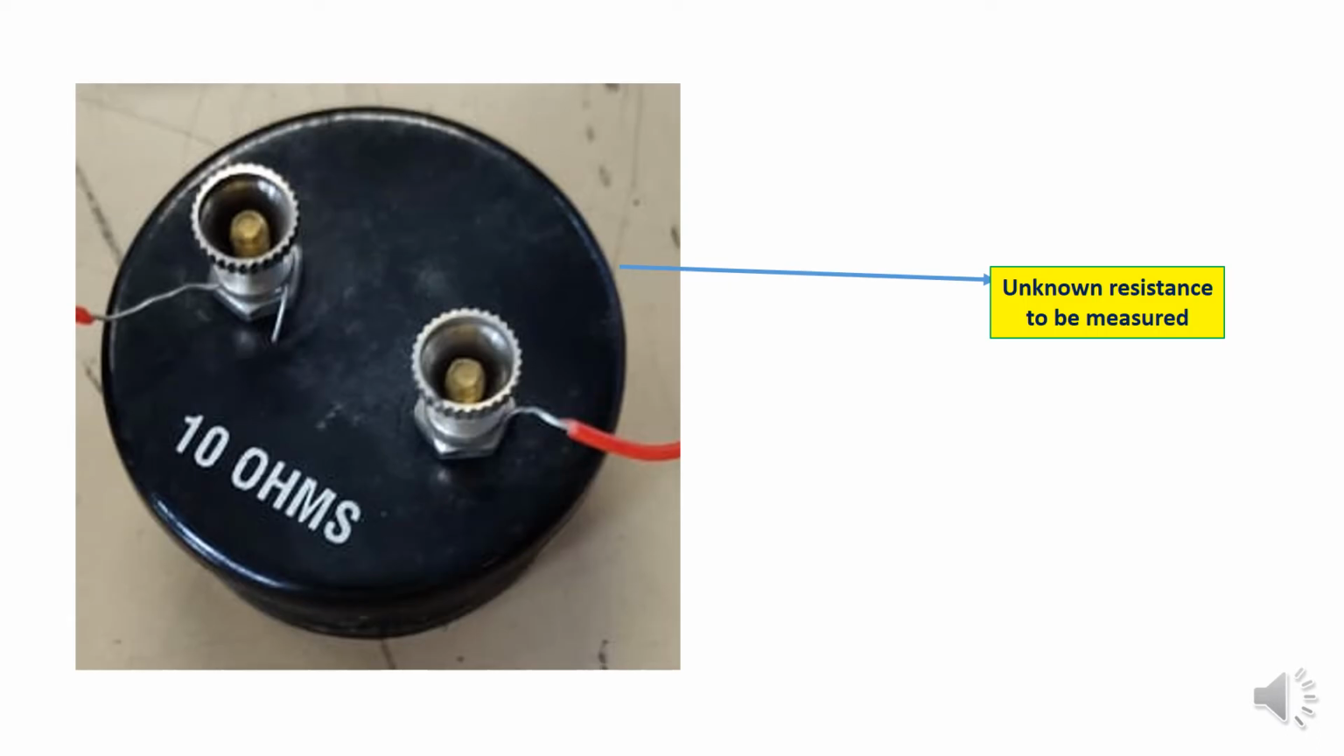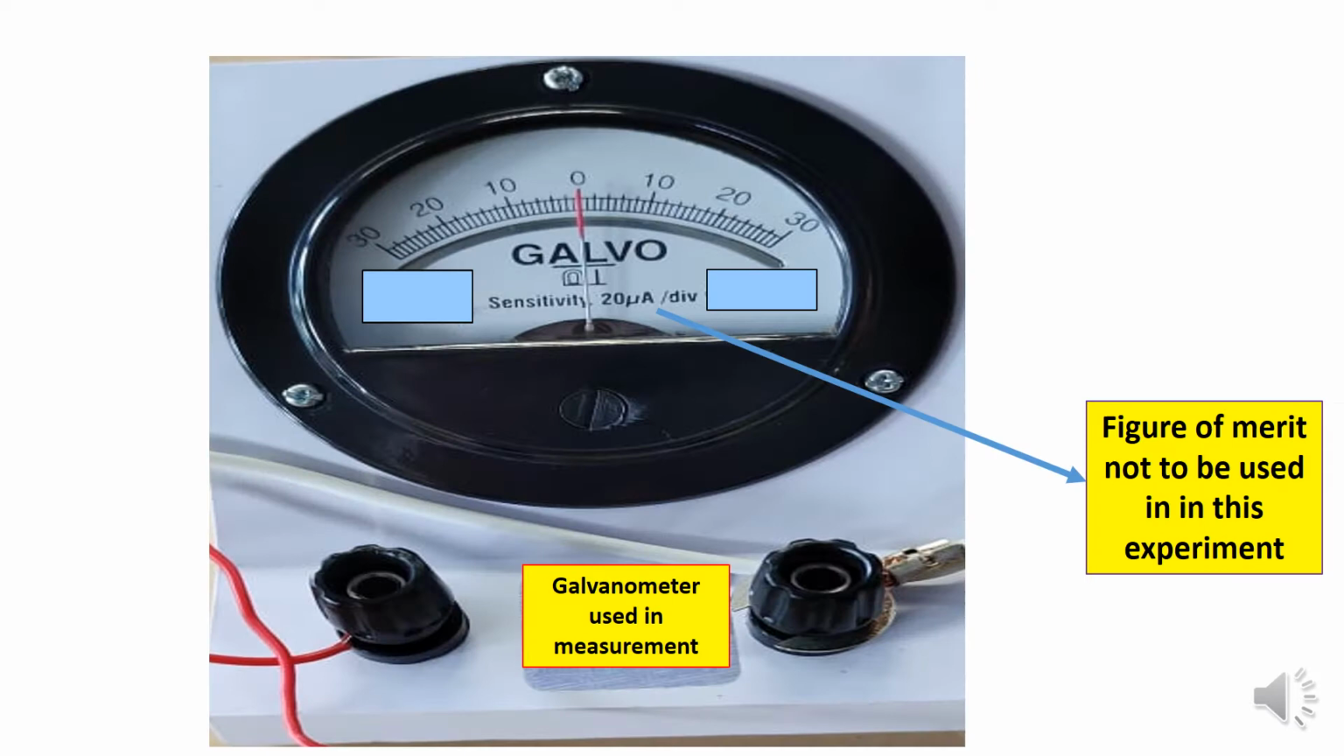Now this is the shape of the resistance which we will try to measure. This is the unknown resistance that we will measure. This is the galvanometer we will use in the experiment. This is basically a ferromagnet, which will not be used in the experiment, but because it is written there, we are saying that this is a ferromagnet. 20 microampere per division.